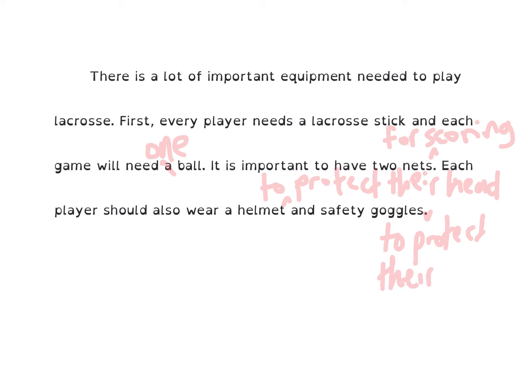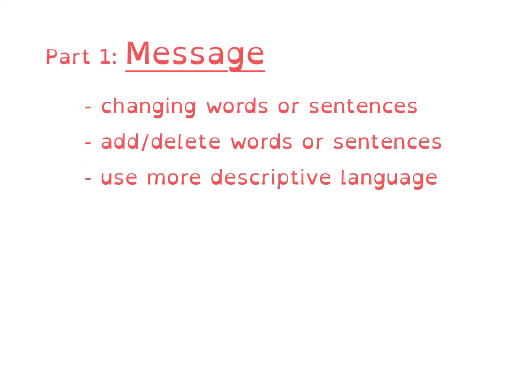Now, I didn't make a ton of changes, but I feel like the changes I made to the message are pretty good. I've added some information. I've given a little more description and detail. So that's a good revision paragraph. Remember, when you make changes to the message, you can change the words or sentences. You could add words or delete words or sentences, and you can try to use more descriptive language.